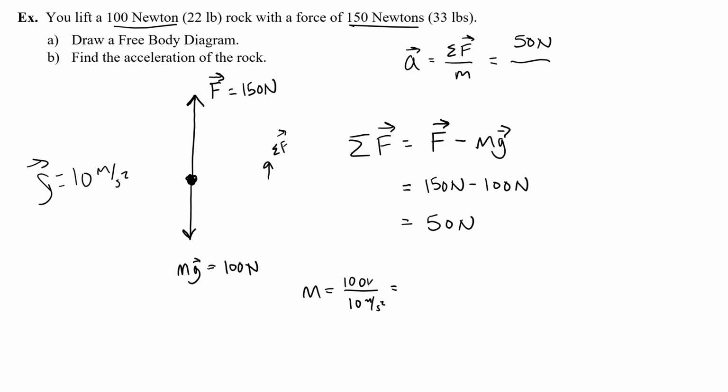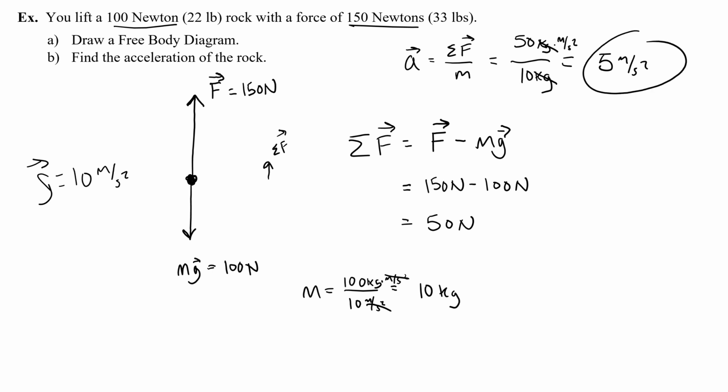Remember that a newton is a kilogram times a meter per second squared. So those units cancel out. This gives you 10 kilograms. So the mass of the rock is 10 kilograms. And now I can use that here for the mass in my acceleration equation. And 50 newtons over 10 kilograms, now we're going to get the kilograms canceling out. And that'll give me 50 over 10, or 5 meters per second squared. So that is the acceleration.